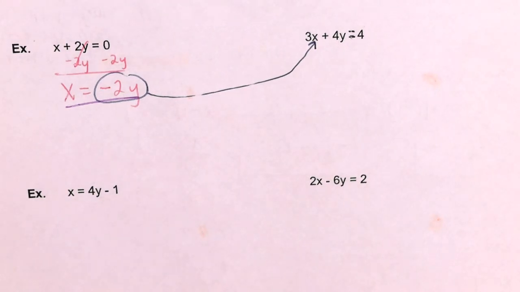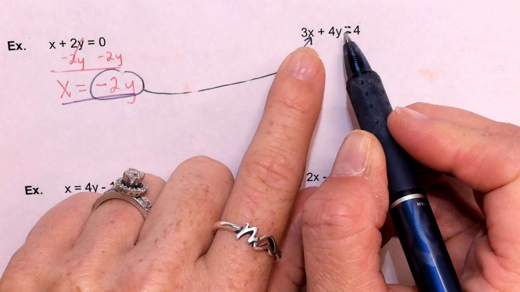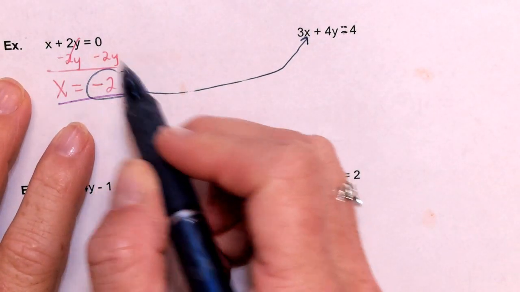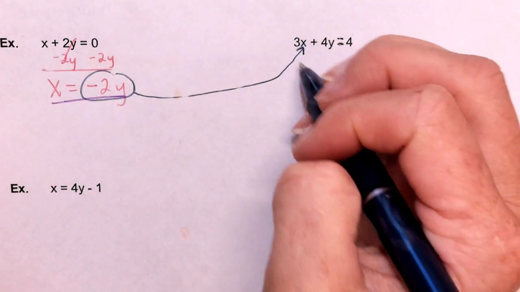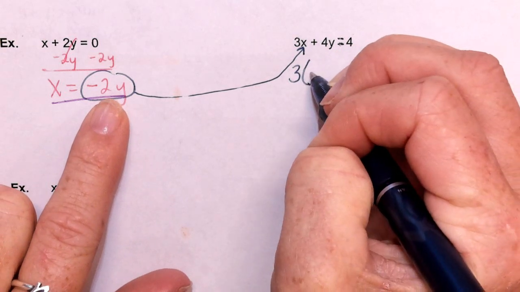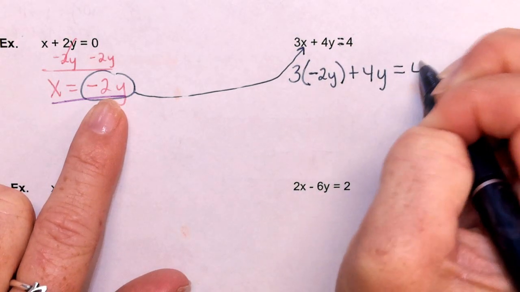Now I need y'all to listen to this part. If the x over here or the y over here, whatever you're substituting in for, has a coefficient, you need to put this in parentheses. Make sense? Because you'll have to distribute. So I say 3 parentheses times whatever x is. What is x? Negative 2y, plus 4y equals 4.